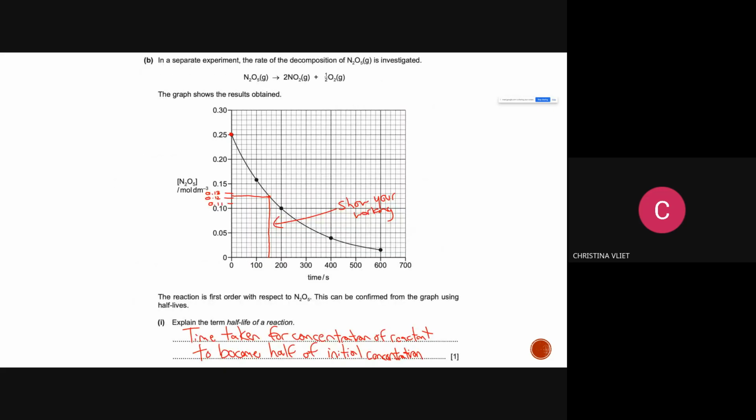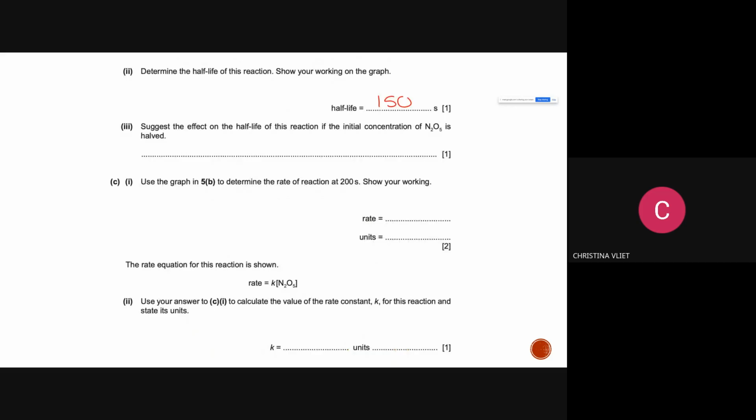All right, so then the next question. Suggest the effect on the half-life if the initial concentration is halved. No change, because it's first order. The answer is no change, just like that.